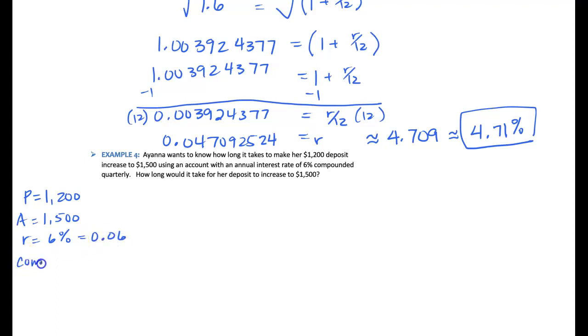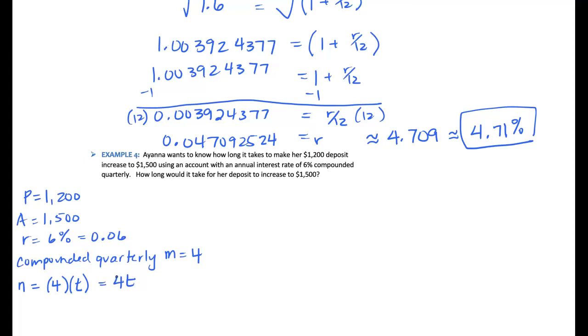Since it's compounded quarterly, that's going to give us an m equal to 4 because there are 4 quarters in a year. And then we're going to find our n, our exponent, as 4 quarters in a year times our time. We don't know how many years it's going to take. That's what we need to find out. So we're just going to leave t for time. So our exponent is going to be 4t.